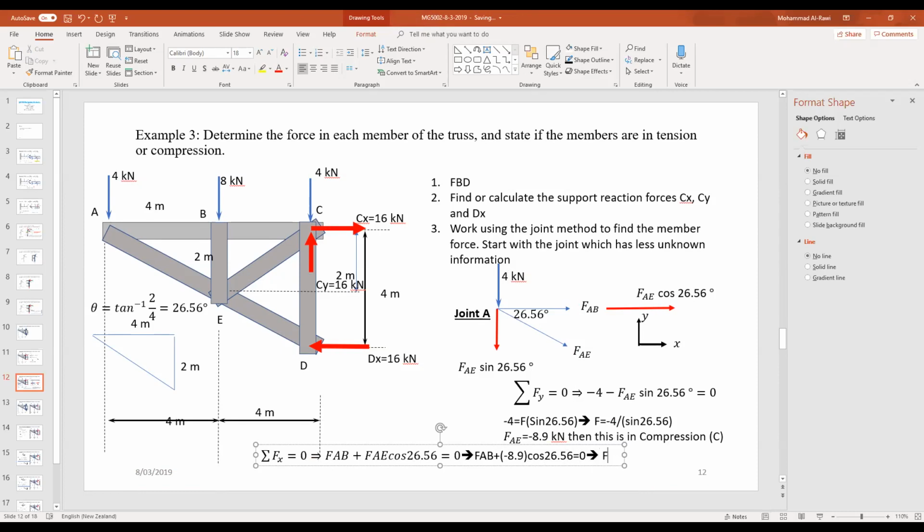So this will be FAB equals, when you move that to the other side, 8.9 times cosine 26.56, where 26.56 is the angle. This will give you the answer. I'll try it in my calculator at the moment. Cosine 26.56. This will give you an answer, 8 kilonewtons. Very easy. That will give you the answer for the force.